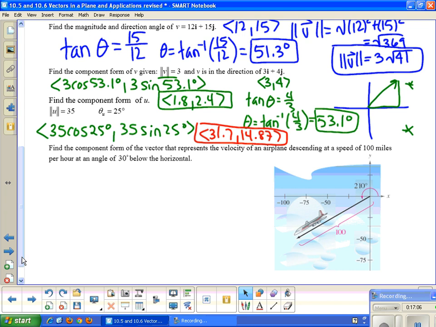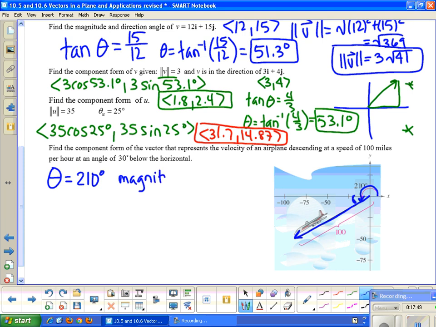Find the component form of the vector that represents the velocity of an airplane descending at a speed of 100 miles per hour at the angle of 30 degrees below the horizontal. So the picture to the right shows us what it should look like. We know that the length or magnitude of the vector would be 100 because it's going at 100 miles per hour, and we're at 30 degrees below the horizontal, which would be this right here. So if that's 30, then from here to here would be 210 degrees. So that tells me that theta is equal to 210 degrees, and we know that the magnitude is equal to 100 because it's 100 miles per hour.